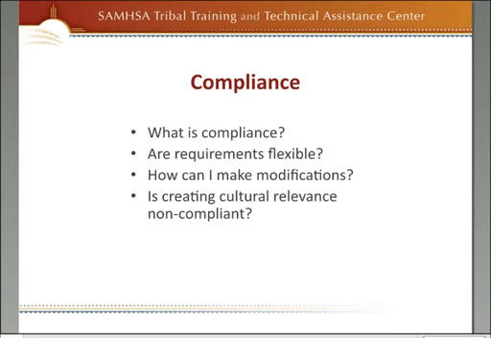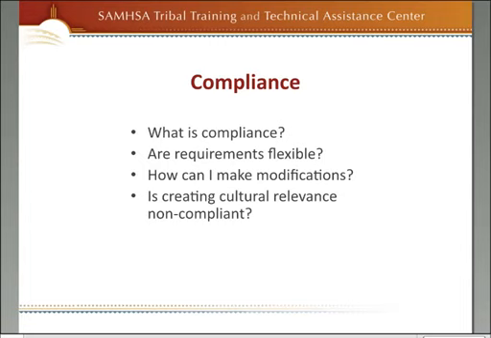Are requirements flexible? Well, if you've been a Native Connections grantee for any length of time, then you've noticed that there is some flexibility. And so, yes, while there are things that you do have to do that are required, things like reports and submitting things into ERA and SPARS, as far as the requirements of your actual activities, there's a great deal of flexibility there.